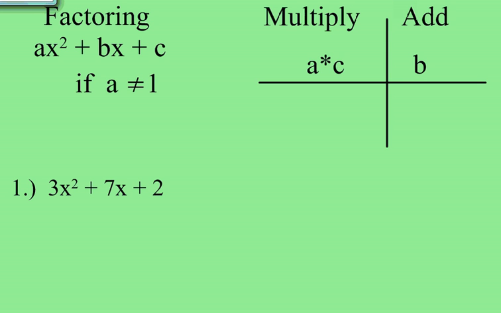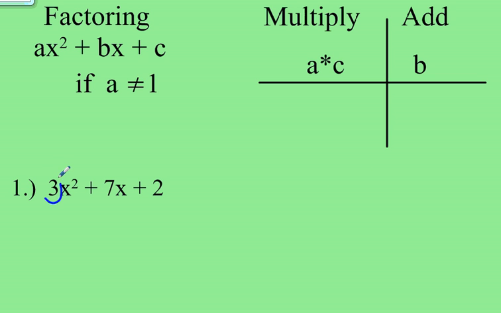In this video, we're going to look at factoring trinomials in the same form as our previous video, ax squared plus bx plus c. This time we will have a coefficient in front of our first term, so a will not be equal to 1. Here's our first example, 3x squared plus 7x plus 2.